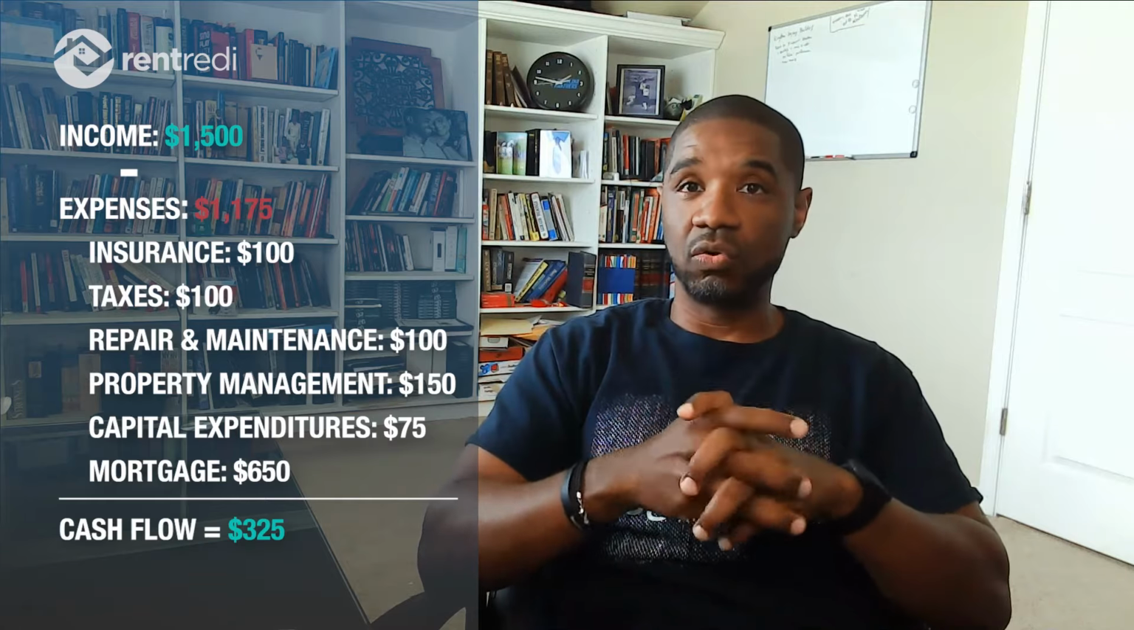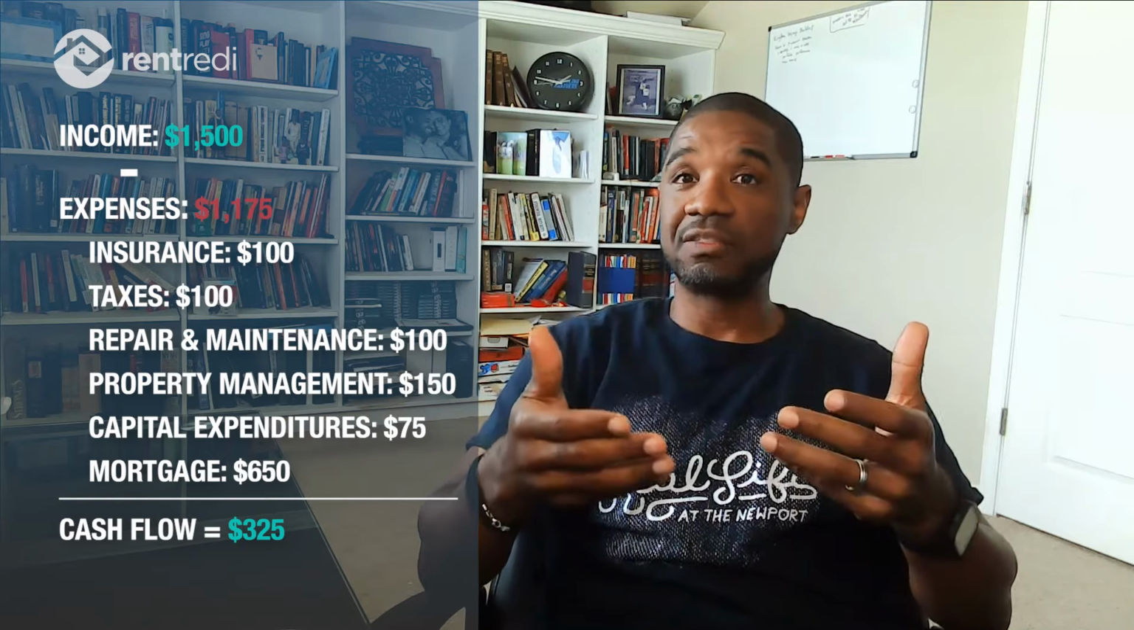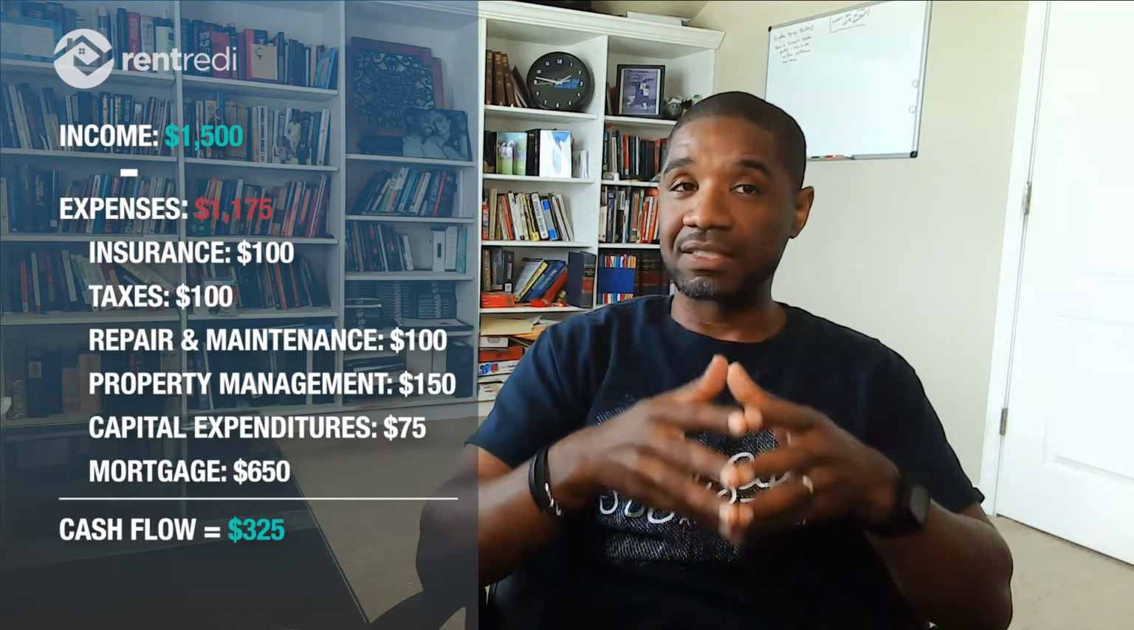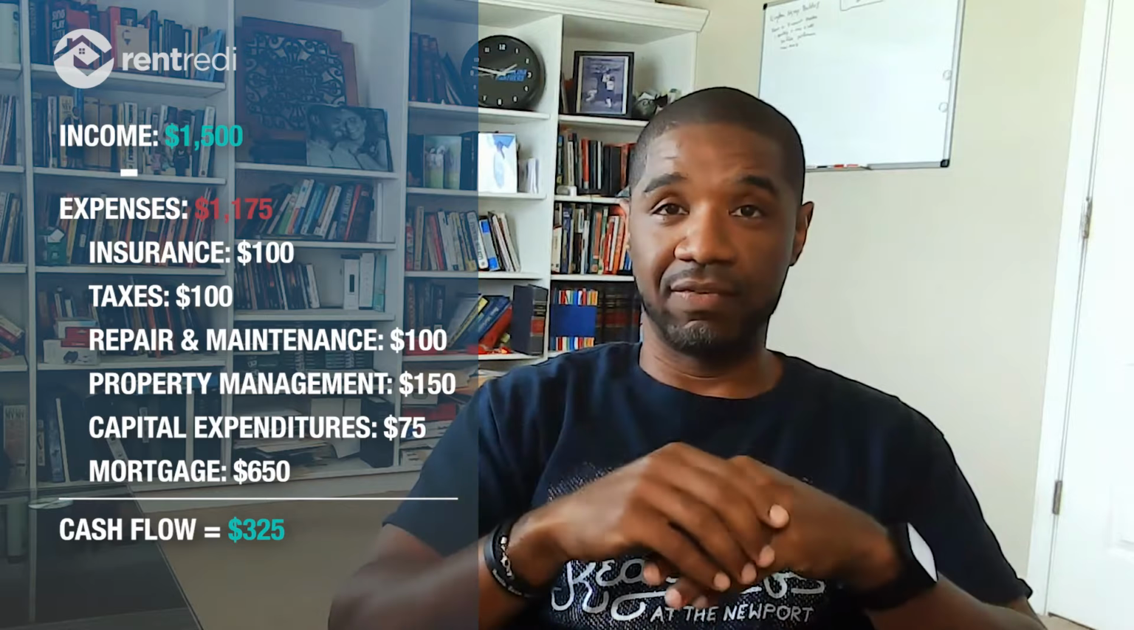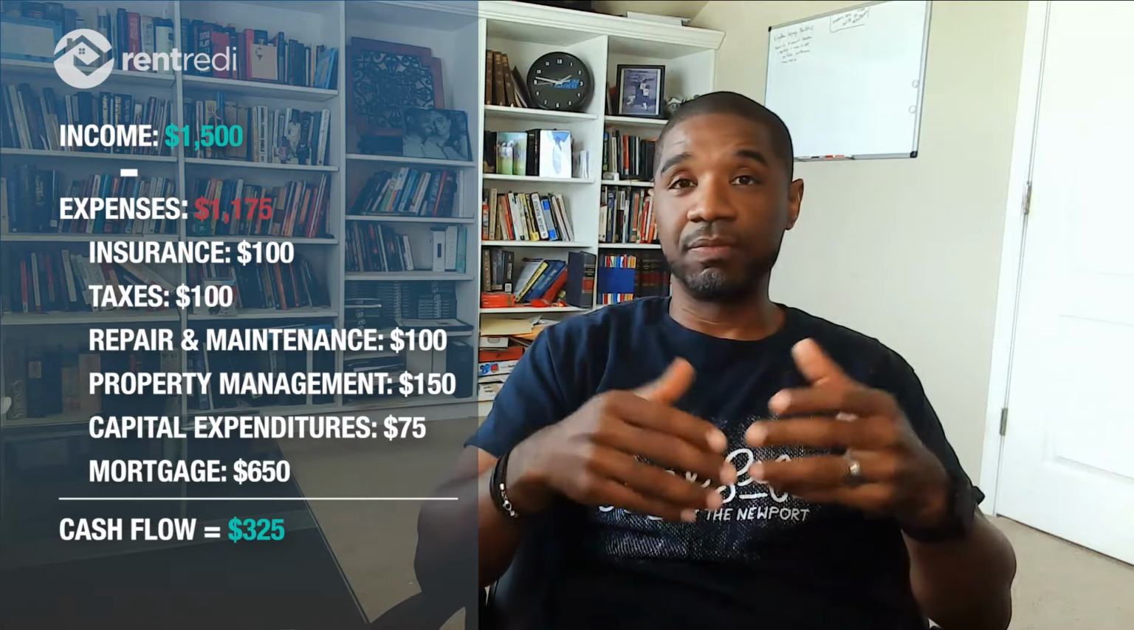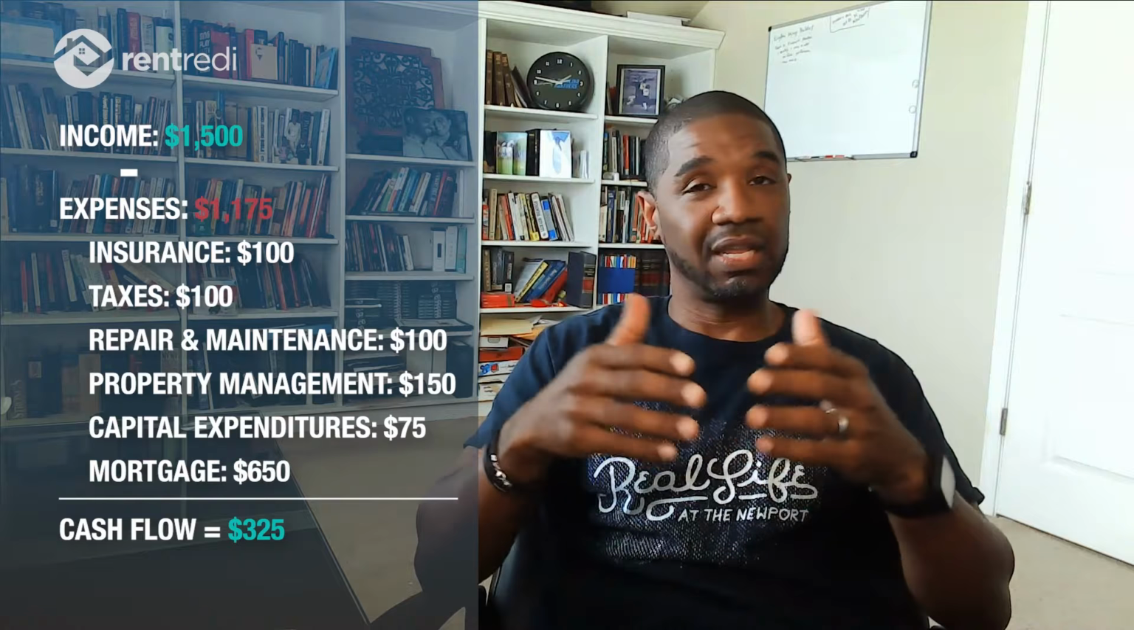So we started out with $1,500. We're gonna spend $1,175 a month on our expenses. That actually leaves us with a total of $325 each month that we can count on as positive cash flow. So that number gives us an estimate of what we're going to make every single month. Now, this is very important because this number is going to allow you to compare a lot of different properties.